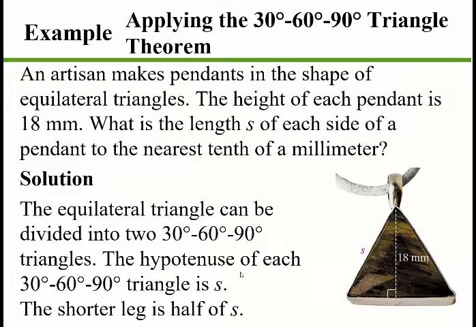Well, an equilateral triangle can be divided into two 30, 60, 90 triangles, right? So this is the 90-degree angle. Remember, all of these angles in an equilateral triangle are 60 degrees. So this cuts it. So this angle and this angle here are each 30 degrees. All right, so the hypotenuse of each 30, 60, 90 triangle is S right here. And the shorter leg is half of S. So this right here is half of S.